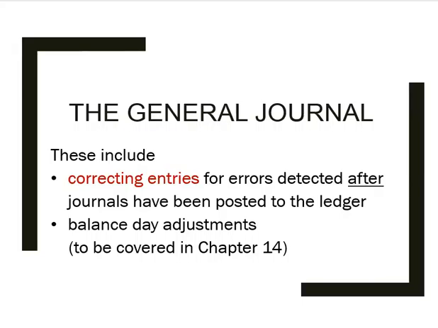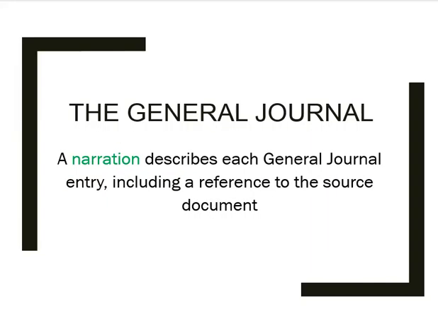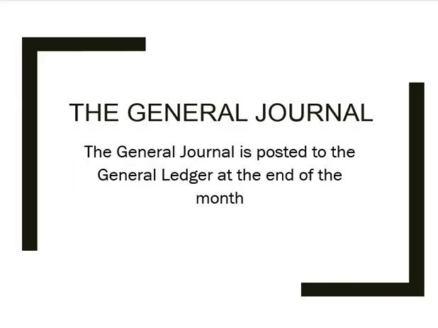So correcting entries need to be entered. These include if a debit and a credit have been recorded incorrectly, so that our balances reflect what they actually should be. I will go through this in a little bit more detail in a separate slide. Just so you know, for the General Journal, you need to have a narration. It describes each journal entry, including a reference to the source document. That's vital. The General Journal is posted to the General Ledger at the end of the month, so it increases or decreases the balances to reflect the current state at the end of the financial period.